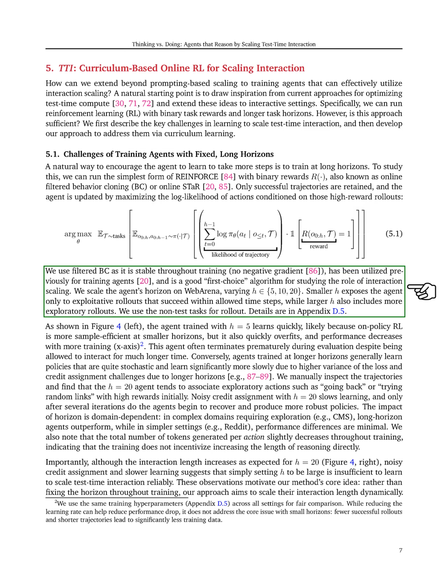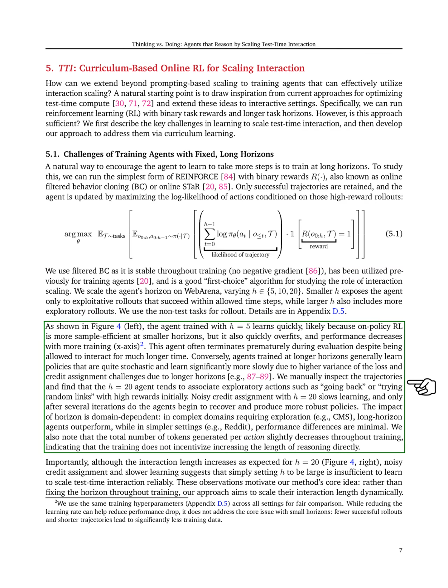We vary the agent's horizon during training. Smaller horizons expose the agent to more exploitative rollouts, while larger ones include exploratory rollouts. Our findings show that agents trained with smaller horizons learn quickly but tend to overfit, while those trained at longer horizons learn more slowly due to higher variance and credit assignment challenges. We observe that agents trained at longer horizons associate exploratory actions with high rewards initially, but noisy credit assignment slows their learning. The effectiveness of horizon length varies by domain.